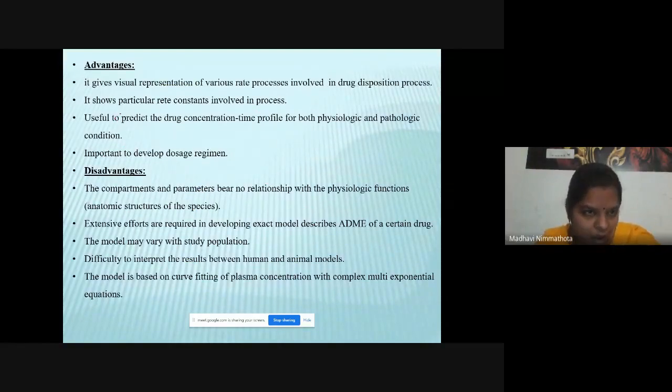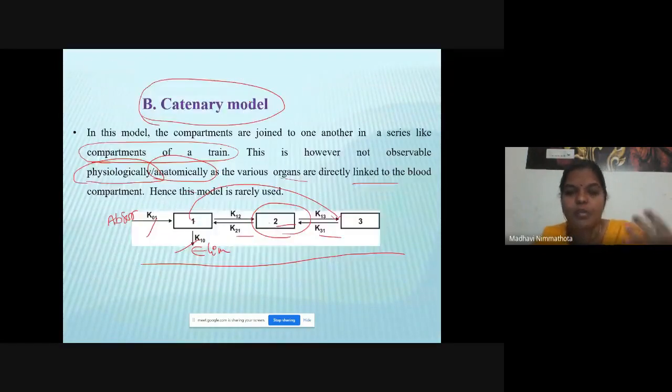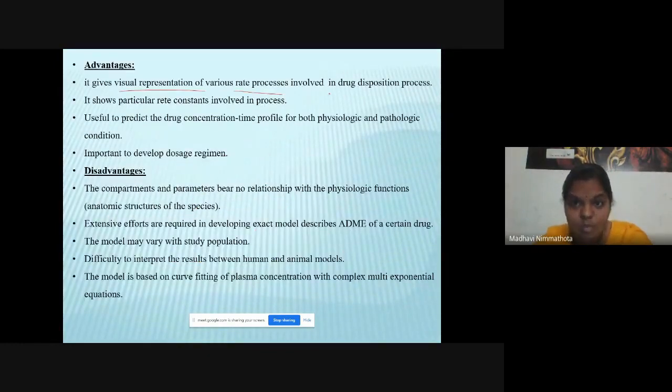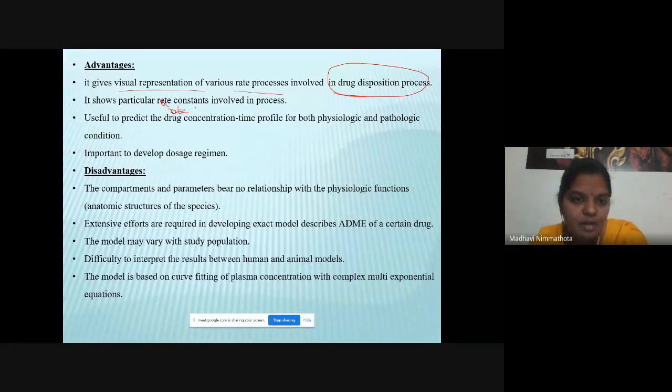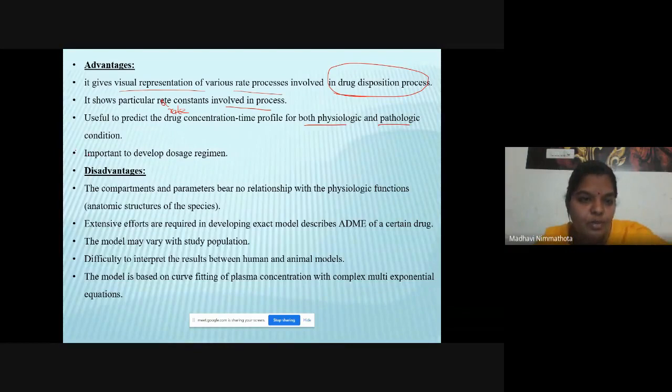So this model has some advantages. It gives a visual representation of various rate processes. By seeing the visual representation, you can easily find out the various rate processes involved in the drug disposition process. What do you mean by disposition? Distribution, metabolism, excretion. It shows the particular rate constants involved in the process. It is useful to predict the drug concentration-time profile for both physiological and pathological conditions. And it is important to develop a dosage regimen.